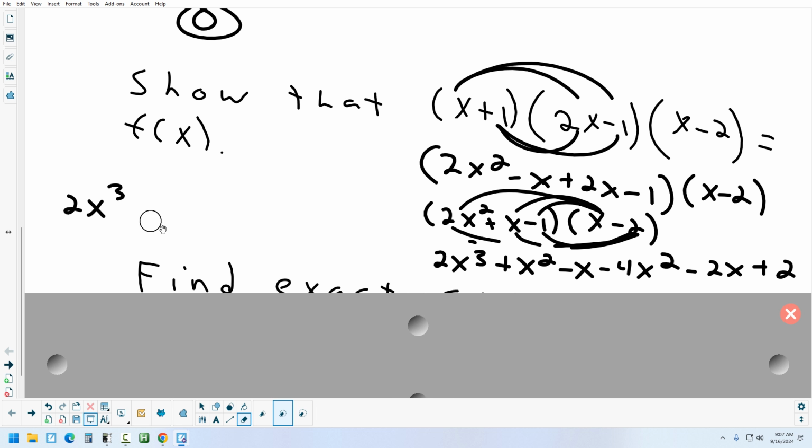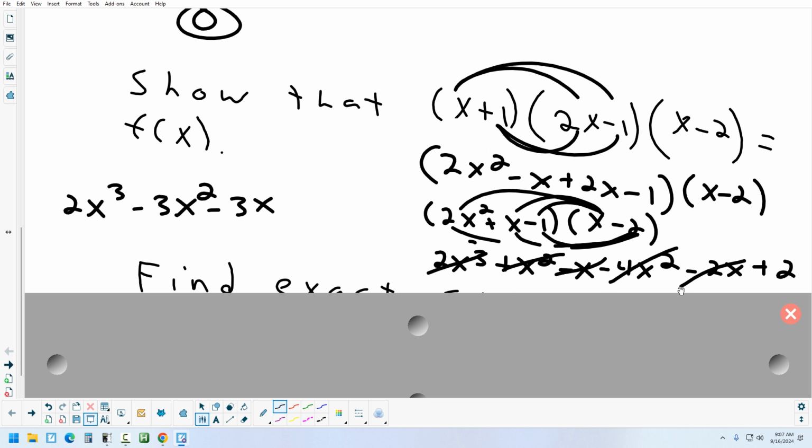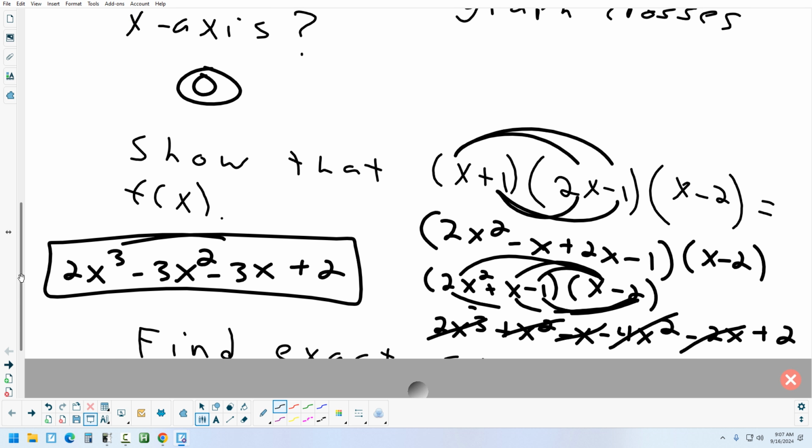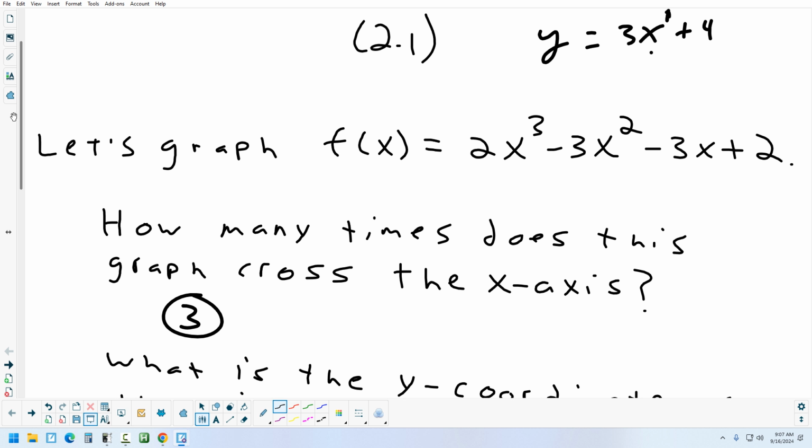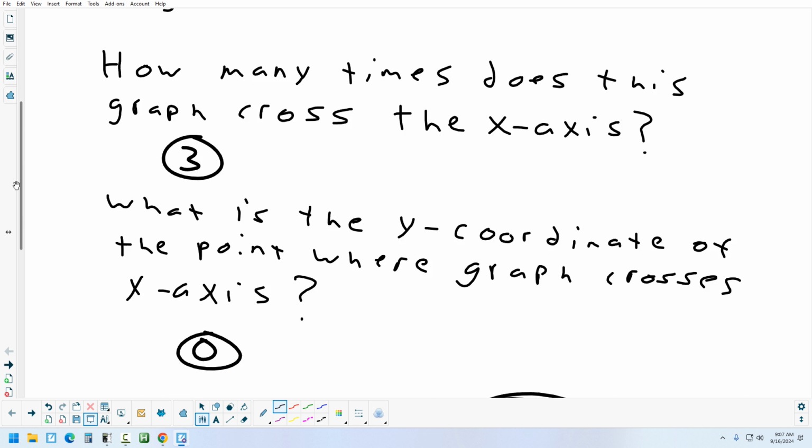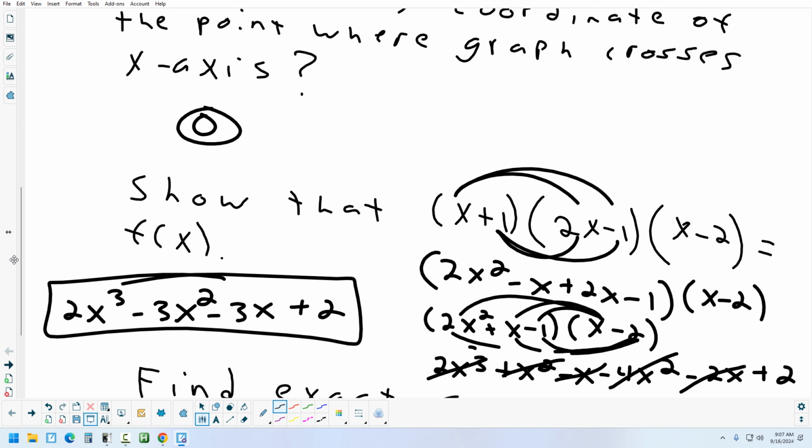Okay, so now we combine our like terms. We've got 2x cubed, we've got a positive x squared, and a negative 4x squared. That's a negative 3x squared. We've got, let's see, we did that one, that one. Negative x and negative 2x gives me negative 3x. Okay, we did that one, and then a plus 2. Let's go back up and see if that's the same thing. 2x cubed minus 3x squared minus 3x plus 2. Yep. So what I had in parentheses here, it was exactly the same thing. Right?